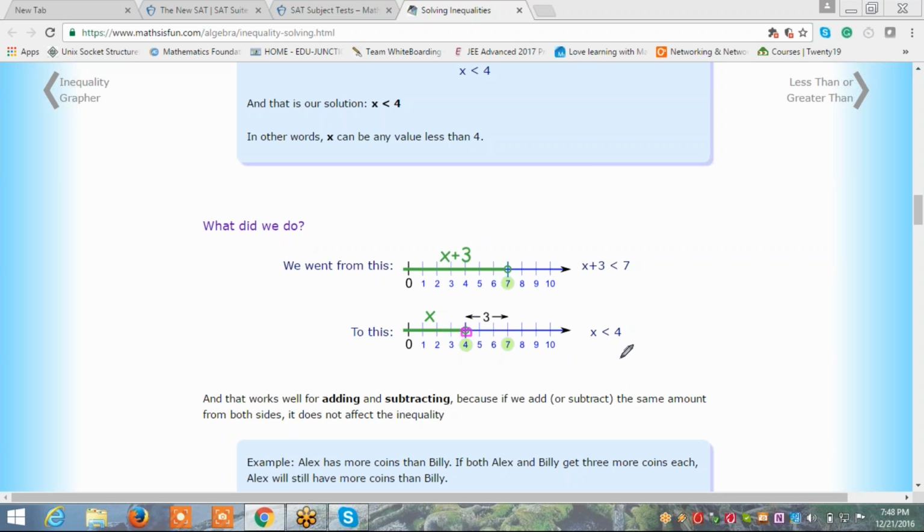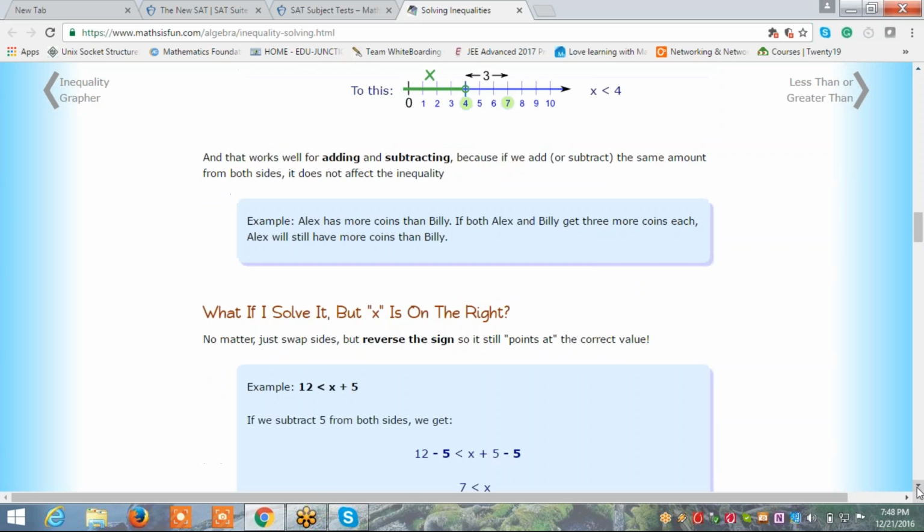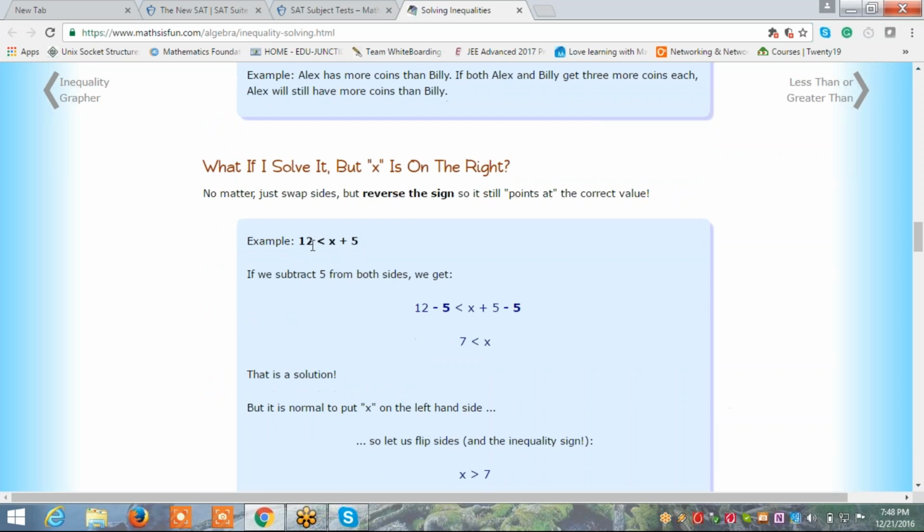Am I clear about this? Initially this is the one graph. Now the solution for X is only this much. This is the first method of solving, by operating on both sides. What happens if I multiply the same number on both sides with a negative sign? See, I have one more example, then we go to the next one.